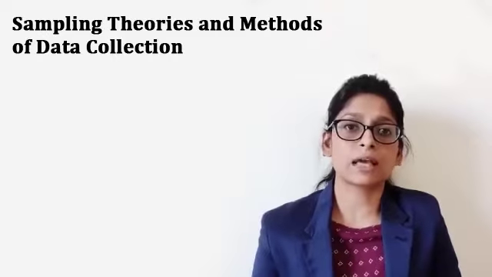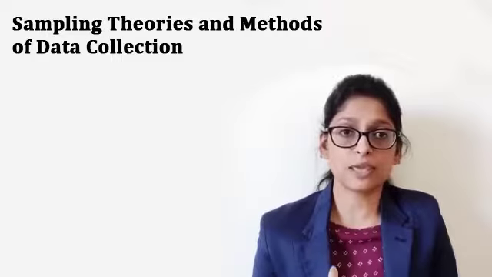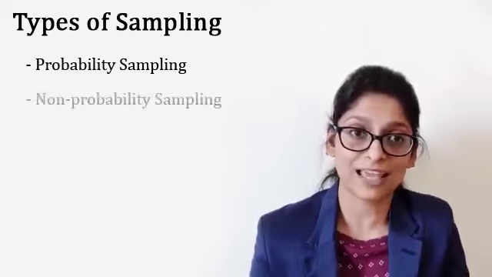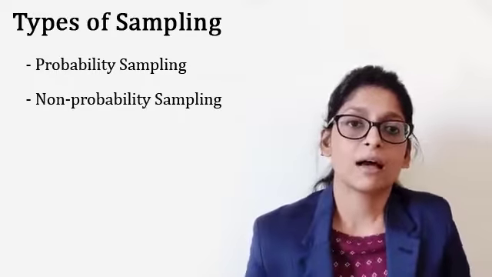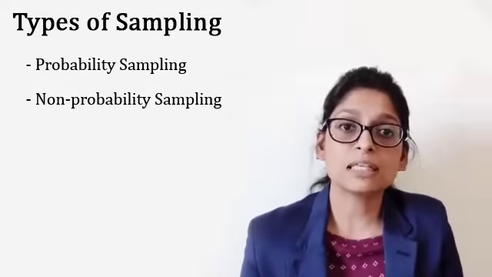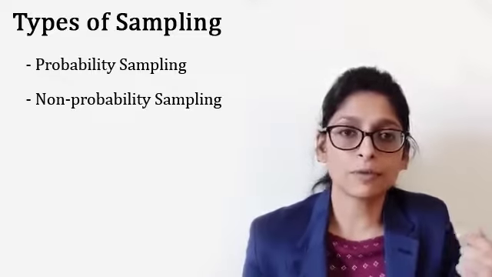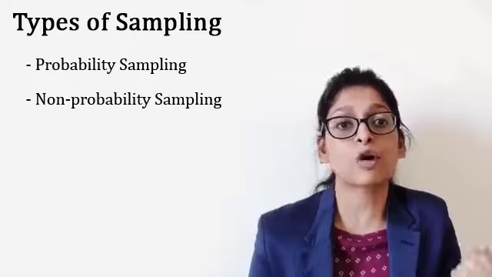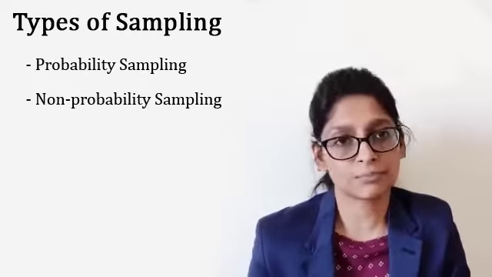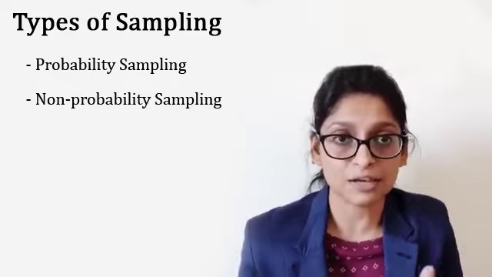And the sample can be drawn in different ways. To be specific, we broadly have two types of sampling: probability sampling and non-probability sampling. Probability sampling means that every individual or every case of the population has an equal probability of getting included in the sample. And this can be done in a number of ways. There are basically three types of probability sampling that we use.